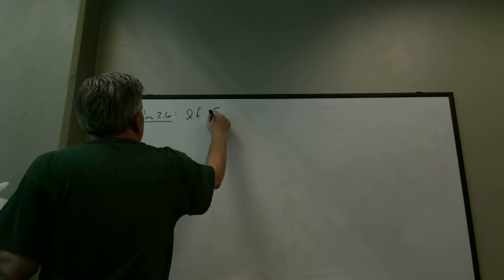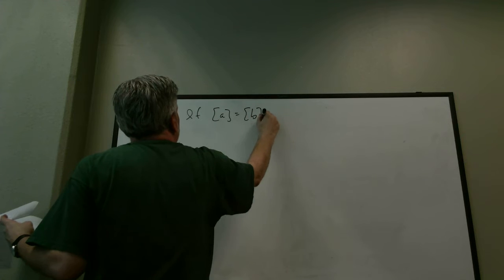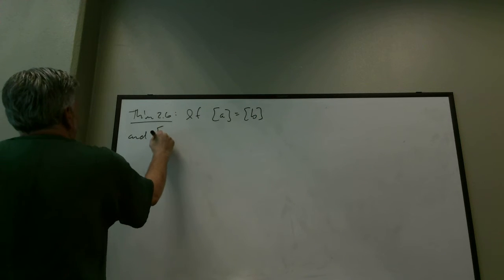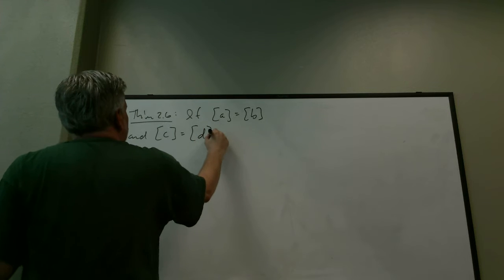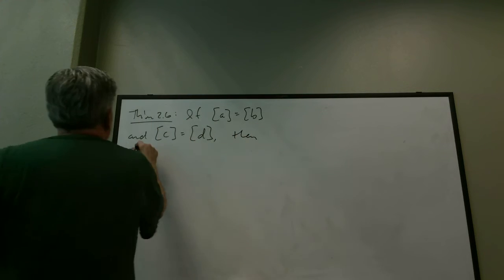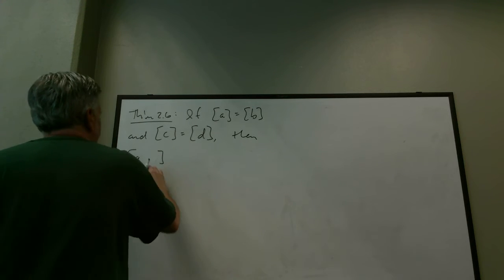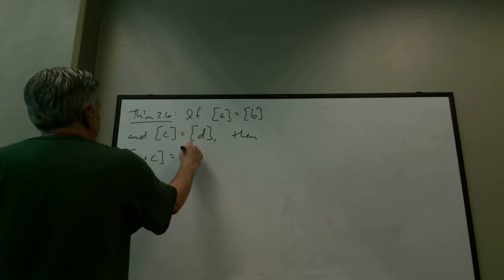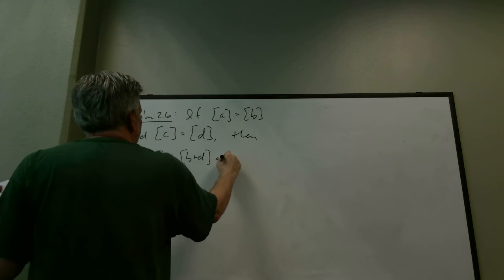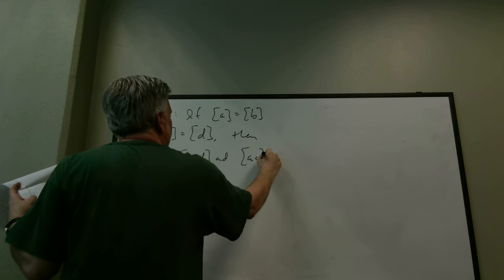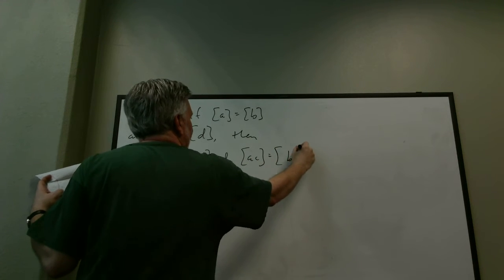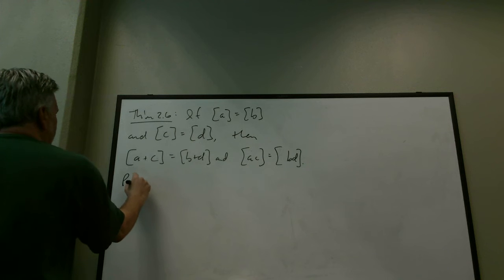Okay. So let's do a theorem first. Theorem 2.6 says, if the class with A equals the class with B, and the class with C equals the class of D, then the class of A plus C equals the class of B plus D, and also the class with AC is the class with BD. Okay, the proof is very short. We'll do that very quickly.